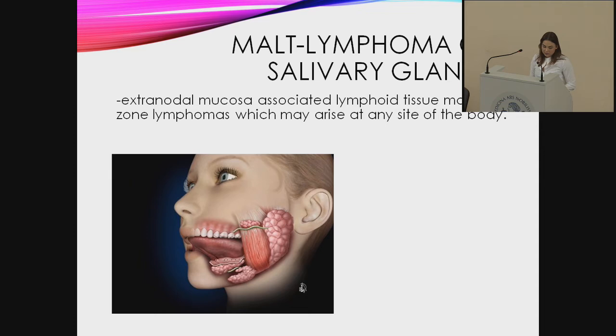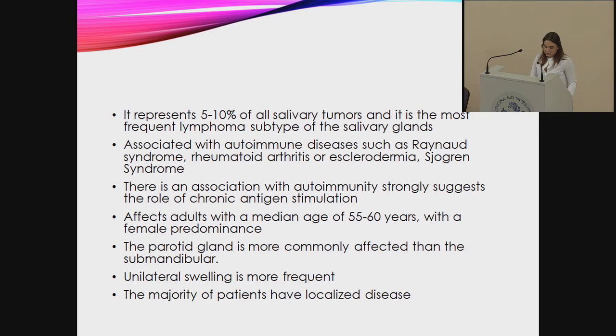I'd like to say some words about MALT lymphoma. It's another type of disease: extranodal mucosa-associated lymphoid tissue marginal zone lymphoma. So you can see that it is a tumor disease. I'd like to emphasize the following points. It is the most frequent lymphoma subtype of the salivary glands. It's associated with autoimmune diseases because of the role of chronic antigen stimulation. It affects adults with a female predominance at 50-60 years. Also, there is unilateral swelling of the parotid glands, and the majority of patients have localized disease.